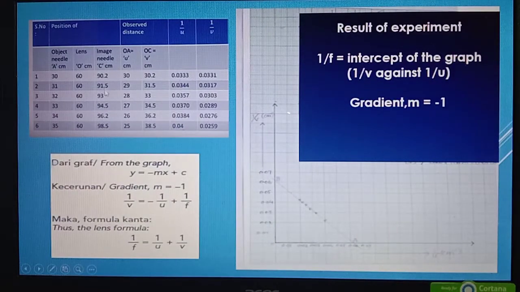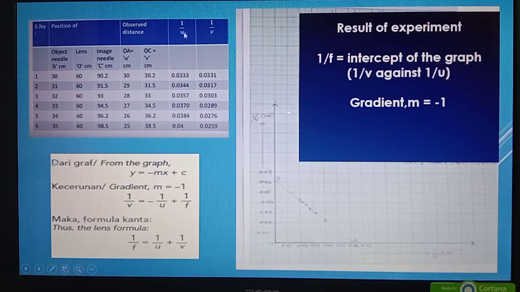Okay, now let's say we have this table of data. So from the activity, you have recorded 5 sets of data. This is only a sample answer. So you have recorded the values of u and v. So you have these values, and then you calculate 1 over u and 1 over v.